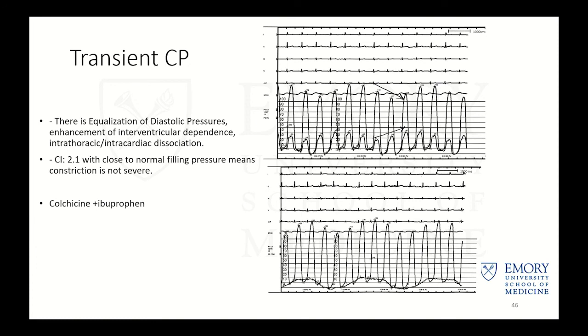We call it a transient constrictive pericarditis or early constriction, and that's because her index was still normal. So index was 2.1. She was treated with anti-inflammatories. She also did really well.